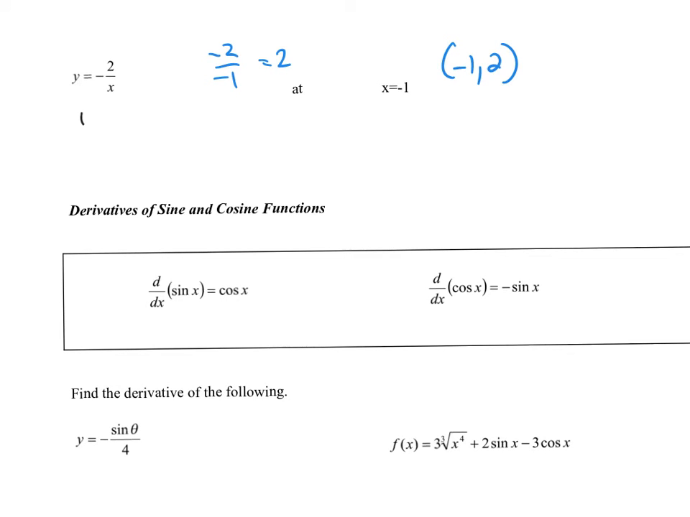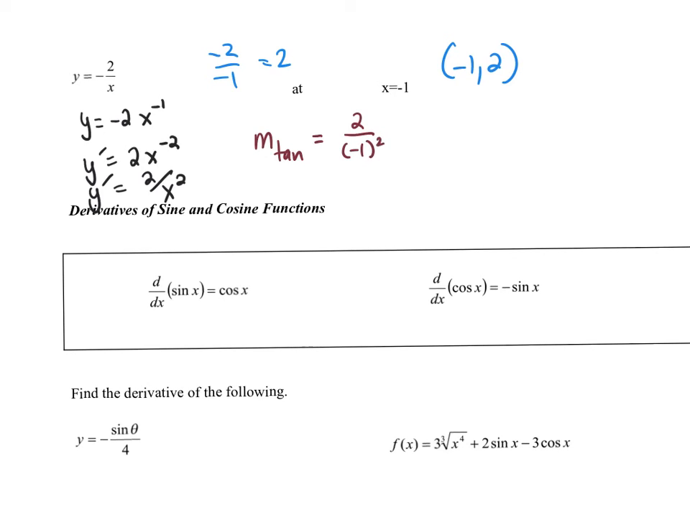Now I'll find the derivative, and this is one where I have to rewrite. It's going to be 2x to the minus 1, same thing we talked about. So y prime is going to be negative 2x to the minus 2, because I take the negative out front and take one less power. So that's negative 2 over x squared. That's my derivative. So for the slope of my tangent line, I'm going to plug in negative 1 to this. I get negative 2 over negative 1 squared, which is just going to be negative 2.